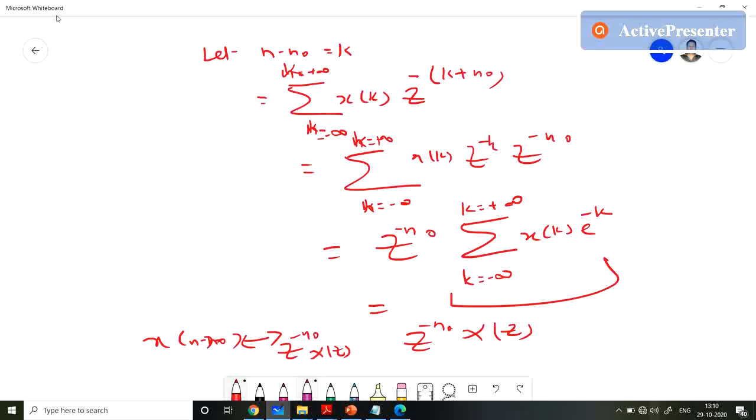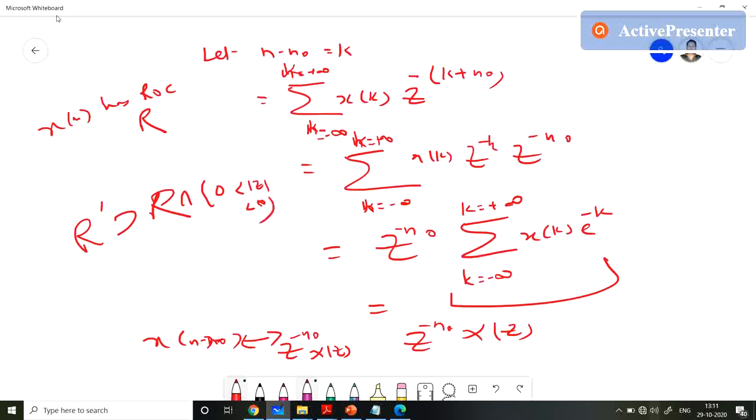So this property is proved. And of course the ROC should belong to R, that is the ROC of x[n]. So x[n] has ROC R, and it is R intersection with 0 < |z| < infinity. Whatever is the intersection we are getting, that is the ROC of x[n - n0].